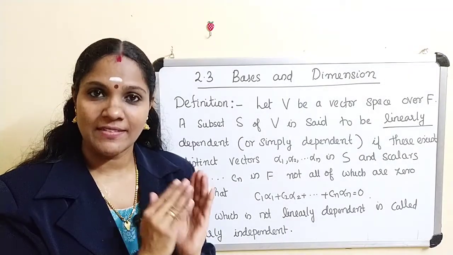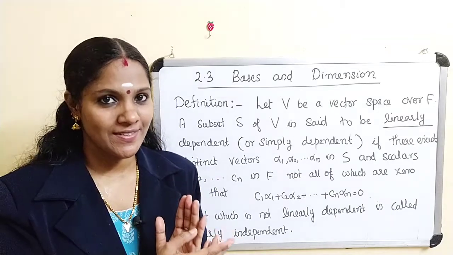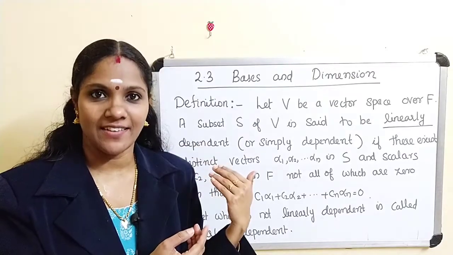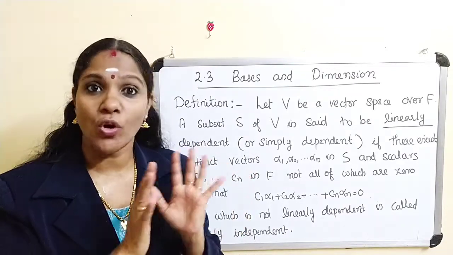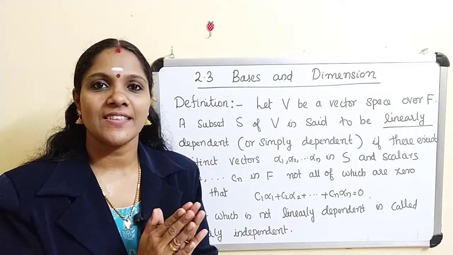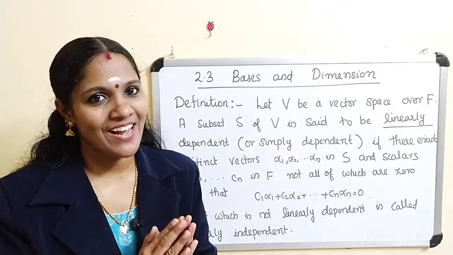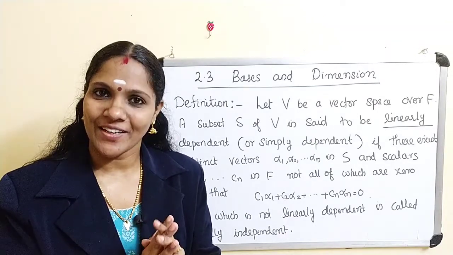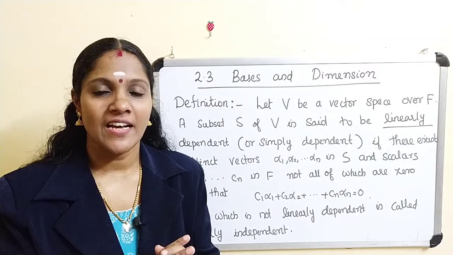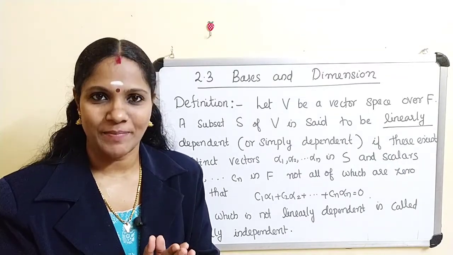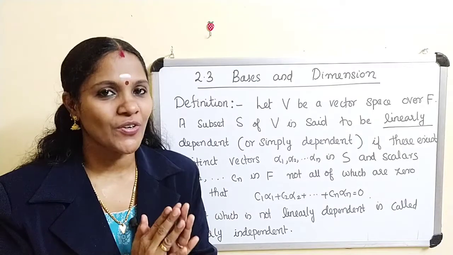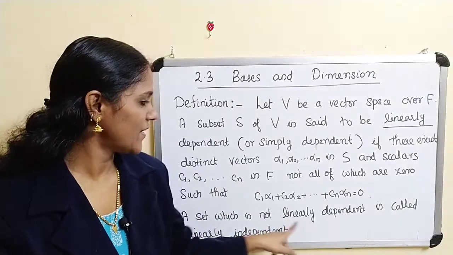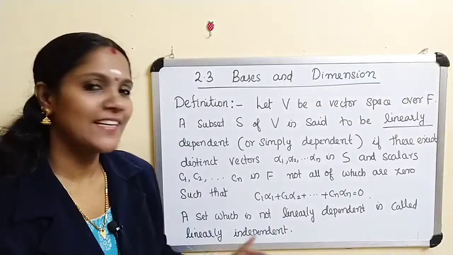S is linearly dependent if there exist vectors alpha 1, alpha 2, etc. alpha n in S and scalars C1, C2, etc. Cn in F, not all 0, such that there is some linear combination C1 alpha 1 plus C2 alpha 2 plus etc. plus Cn alpha n is equal to 0. Clear? Suppose a set is not linearly dependent, that is, this condition does not hold, then we call that set linearly independent. This is the definition of linearly independent.